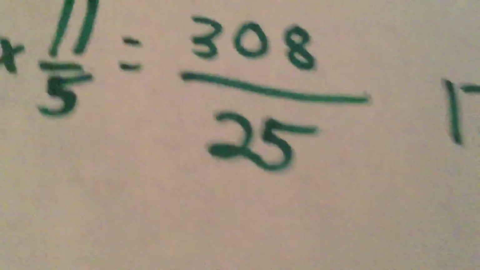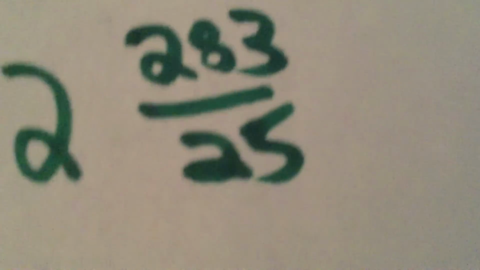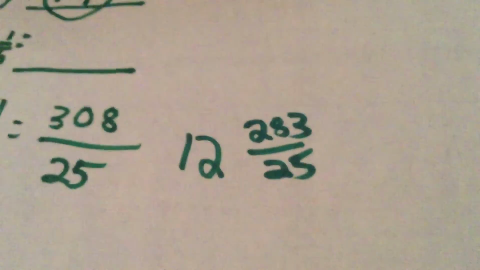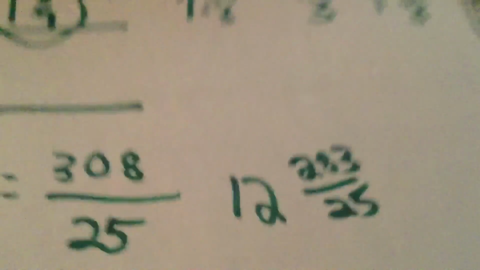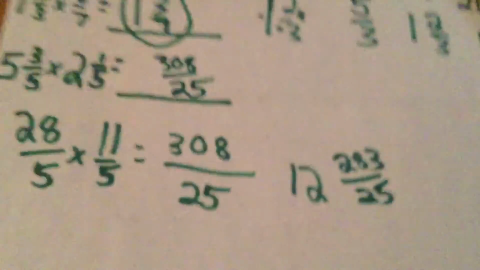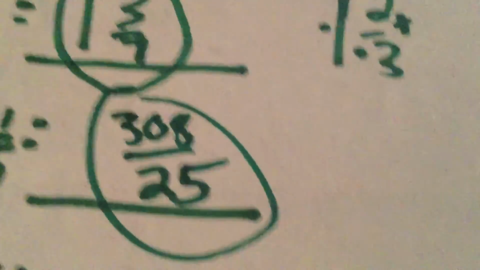But whatever, that would be our final answer. Whatever that is, it does not make sense. I don't know what I did. But whatever, that would be our final answer: 308/25. It was just not in a mixed number, but that's an improper fraction.